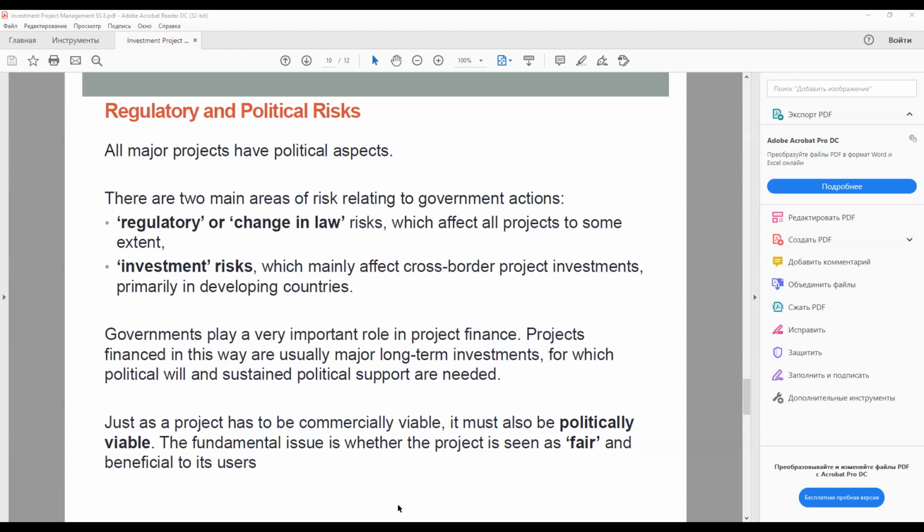And so, just as the project has to be commercially viable, it must also be politically viable. The fundamental issue is whether the project is seen as fair and beneficial to its users. If it is not, for example, because the cost of the product or service is out of line with local costs on comparable projects, investors and lenders cannot just rely on project contracts and ignore this political aspect.